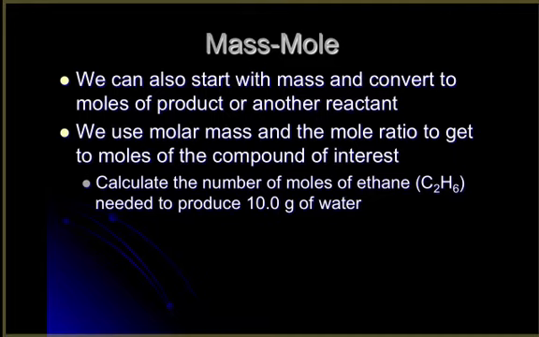Calculate the number of moles of ethane needed to produce 10 grams of water. Well, starting with ethane, producing water, odds are this is probably going to be a combustion reaction. So let's go through. We got C2H6. With the combustion, we're always going to add oxygen. And our products, CO2 and H2O.